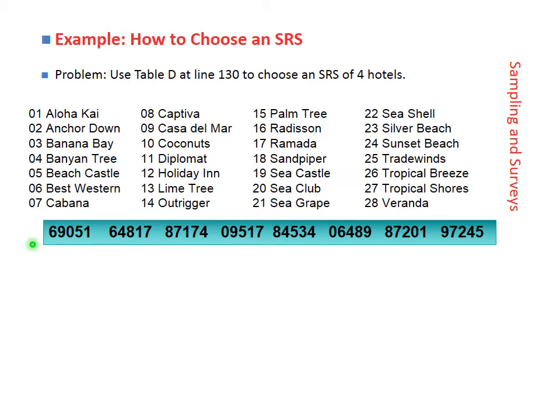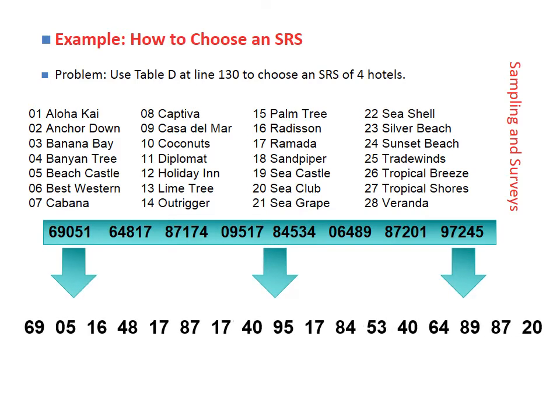Table D gives the numbers in groups of 5, but that doesn't mean that's the way you have to use them. Remember, we have 2-digit labels. So let's go ahead and separate those digits of line 130 into 2-digit groups. I only had enough room to stop at 20, but that will be enough for what we have to do today. So as we begin, we read these digits 2 at a time.